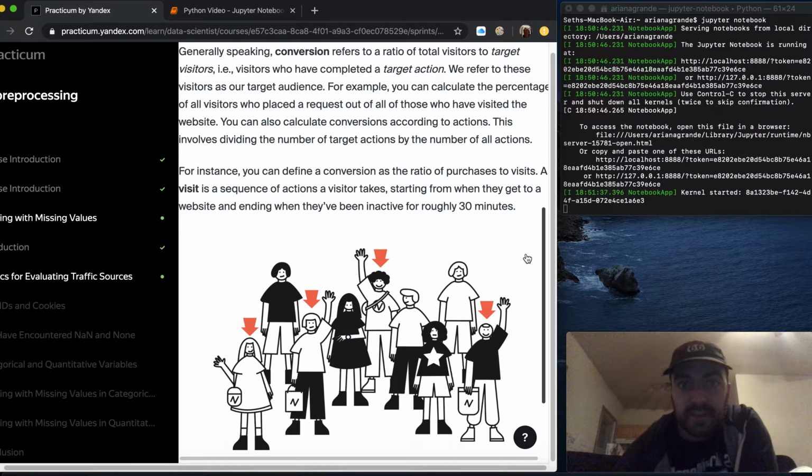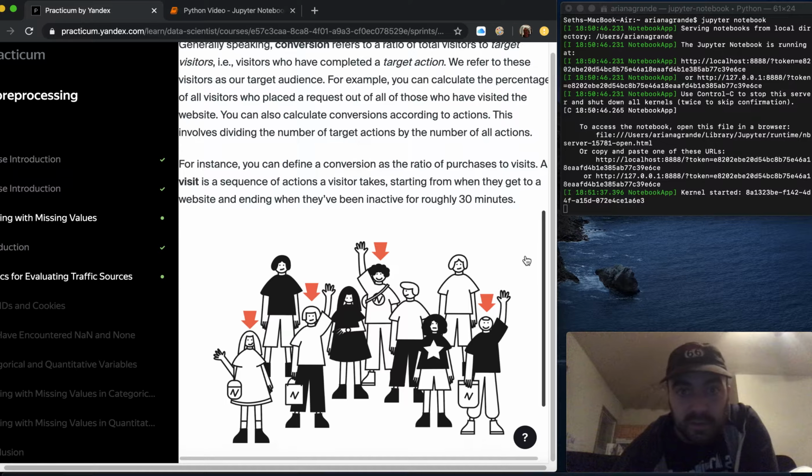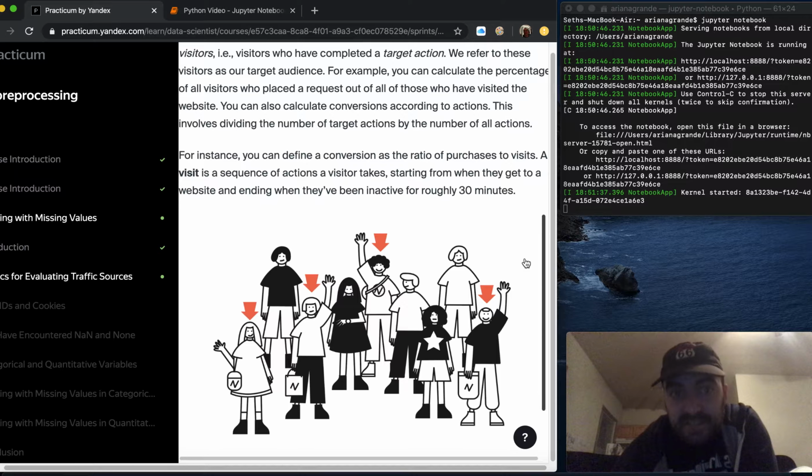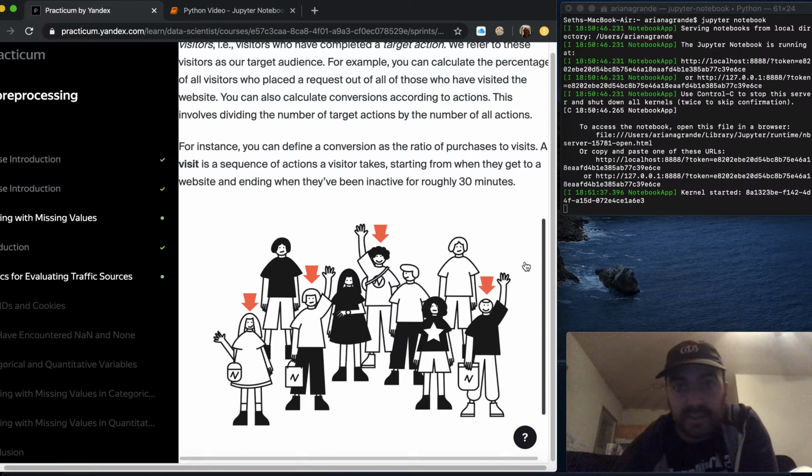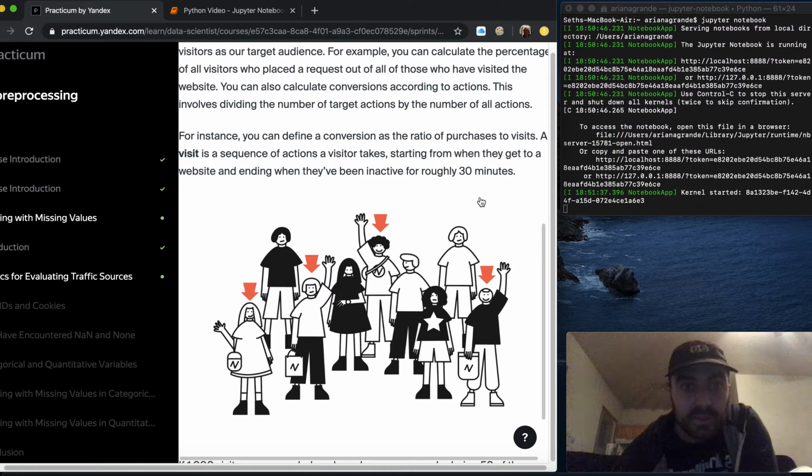For example, you can calculate the percentage of all visitors who placed a request out of all the visitors to a website. You can also calculate conversions according to actions. This involves dividing the number of target actions by the number of all actions. For instance, if you define a conversion as the ratio of purchases to visits, a visit is a sequence of actions a visitor takes, starting from when they get to a website and ending when they've been inactive for roughly 30 minutes.